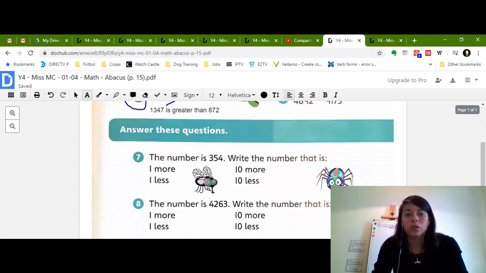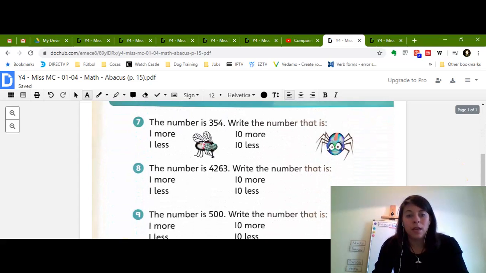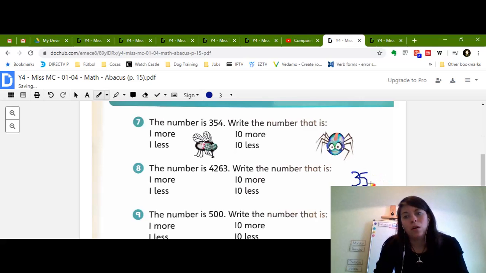Now, you're also going to do activities 7 to 10, where what do you have to do? They give you a number. The number is 354. Write the number that is one more. What is 354? 354 plus, you say one more. So plus 1, well, 5, 5, 3. So one more is 355.